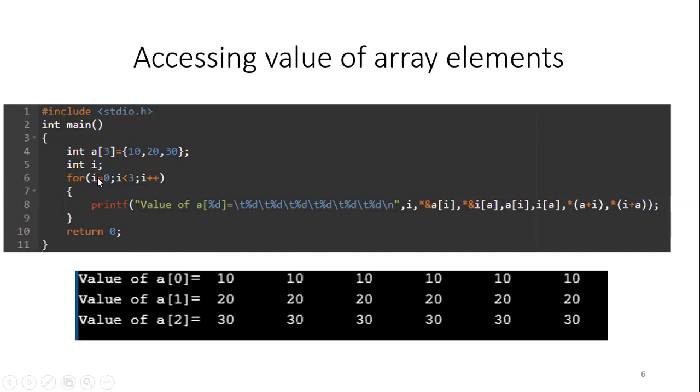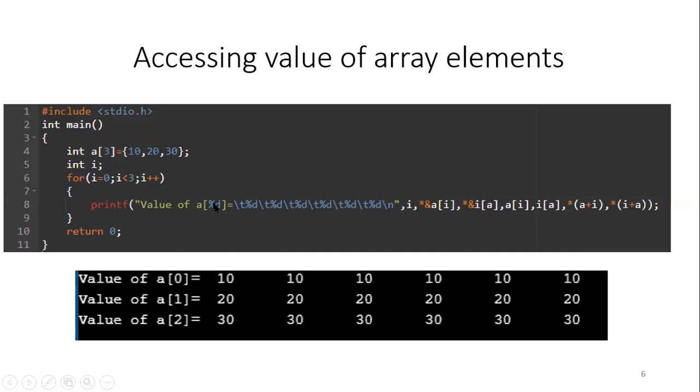Always remember, since the first element of the array is stored at the index 0, I have to start the for loop with I is equal to 0. Then I have to proceed till n minus 1. Here n is 3, so I have to proceed till 2. So I have written I less than 3.